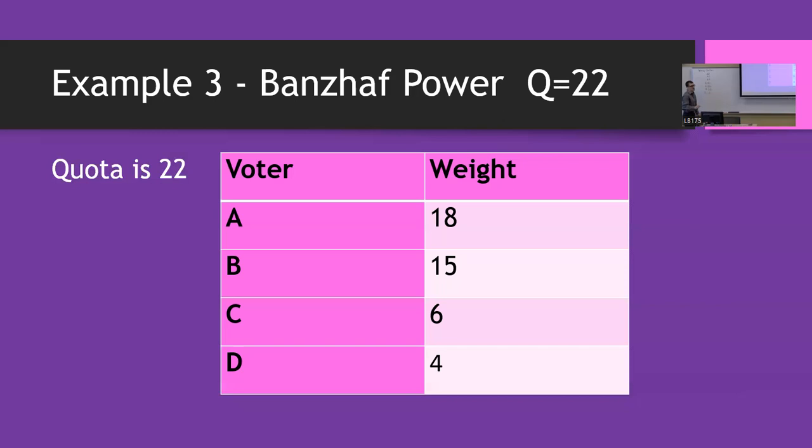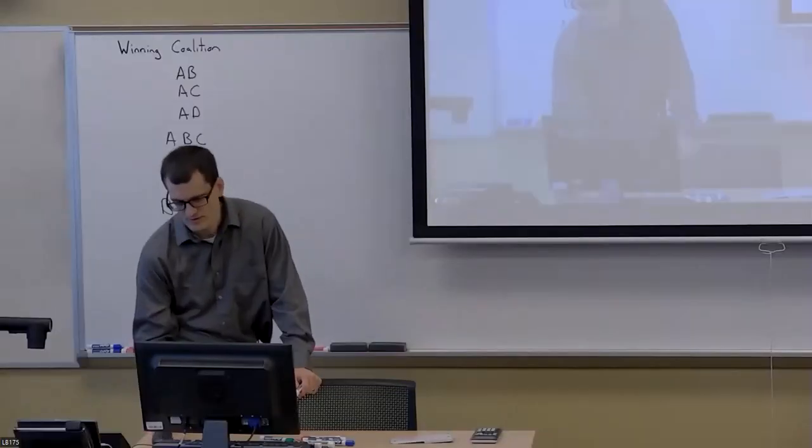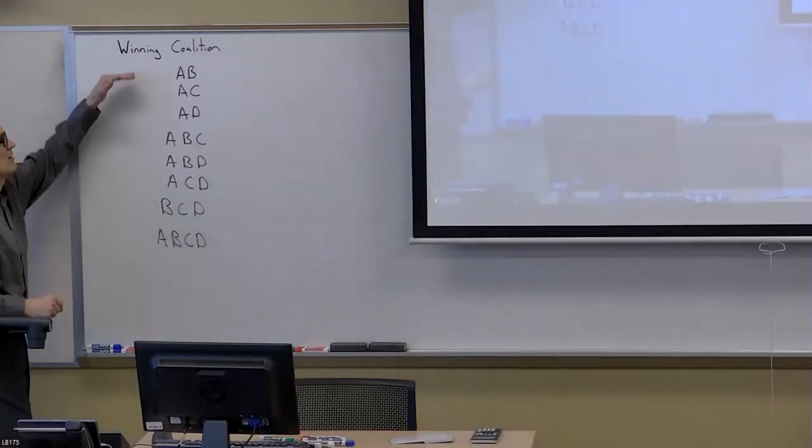So if you ever drop one of the voters, if you drop A, or if you drop B, or if you drop C, or if you drop D, all triples are winning coalitions. And then obviously the last coalition that wins is if all 4 voters vote to pass. So I listed out all the winning coalitions.